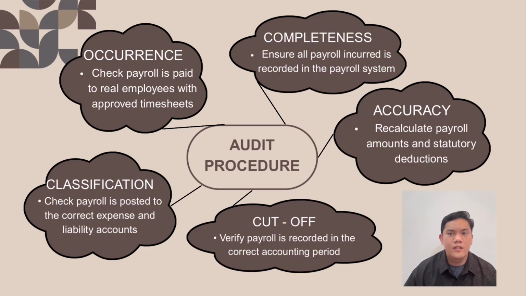Next, with regard to accuracy, the auditor confirms that payroll amounts are correctly calculated based on approved pay rates, hours worked, and statutory deductions. This is done by recalculating salary, overtime, bonus, and deductions such as EPF, SOCSO, and PCB, and comparing the results with payslips and payroll records. Hence, payroll errors can be detected and corrected.